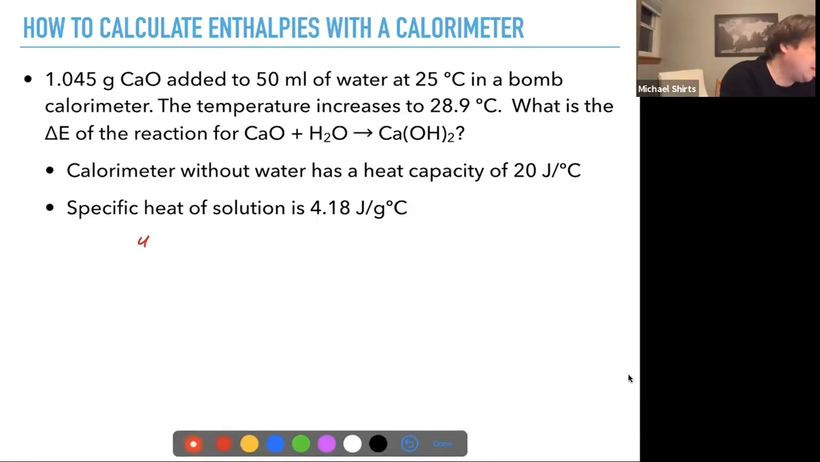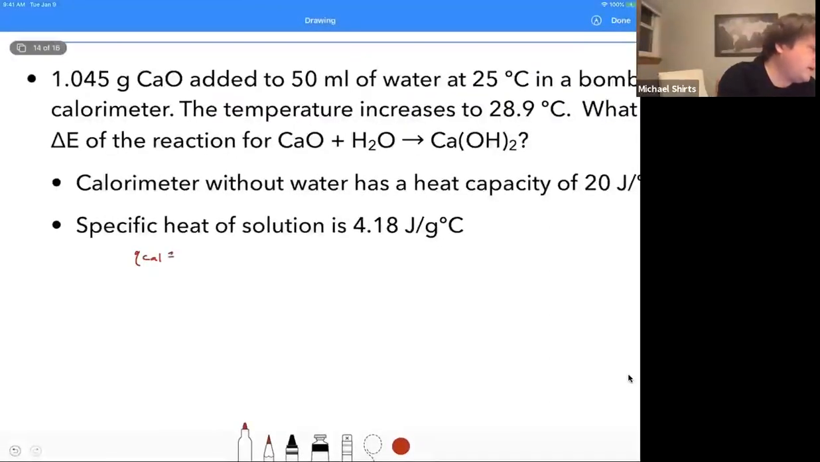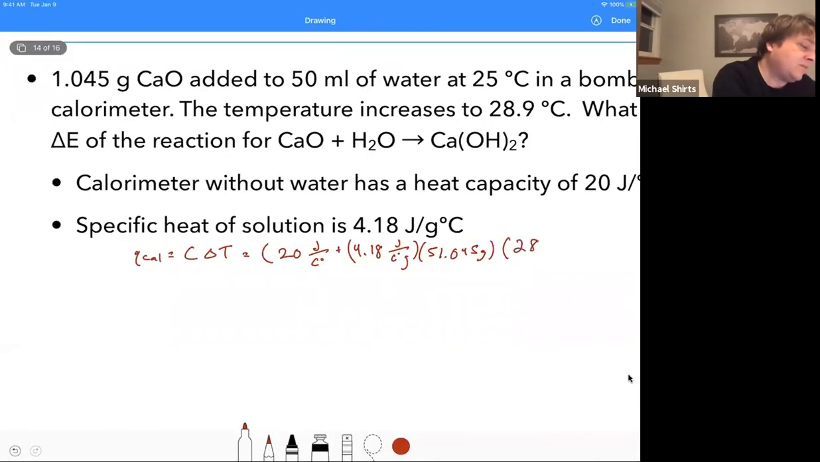So the total heat of the calorimeter is going to be, right, that is C delta T. And the total heat capacity is going to be 20 joules per degree C for the rest of it other than the water, plus 4.18 joules per degree C gram, multiplied by the total mass of the solution, which is 51.045 grams, and then multiplied by 28.9 minus 25 C. And so once we do all the multiplication and add it together, the grams cancel, we get 233 joules per degree C times 3.9 degrees C, and that results in 909 joules. And so that is the Q of the calorimeter.